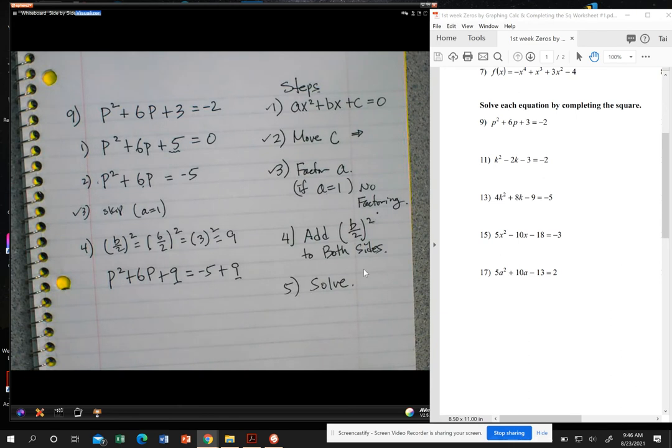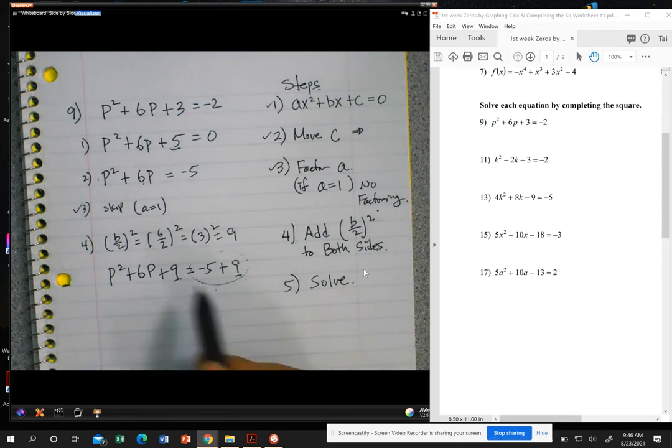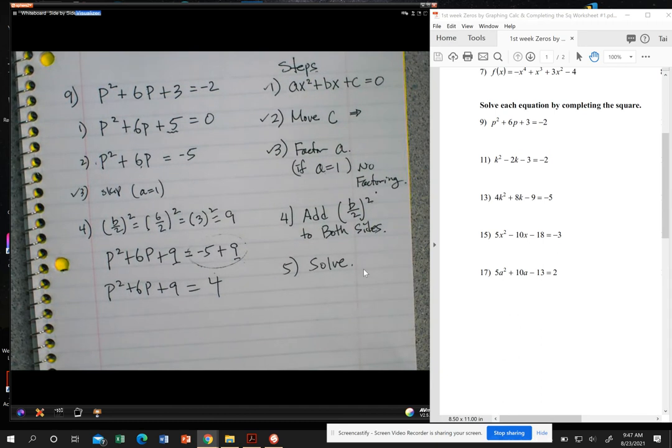If you add it to both sides, we can simplify this part right there. Isn't that p squared plus 6p plus 9 is equal to 4? Okay, so far so good. Now, number 5, we solve this. We need to solve this by factoring.